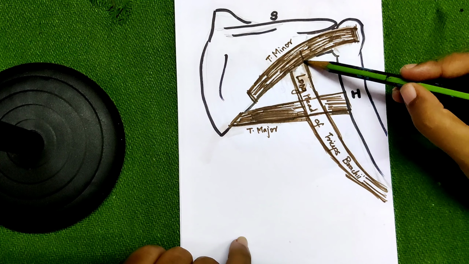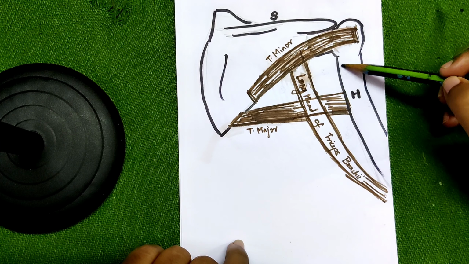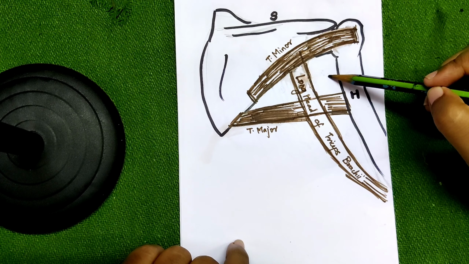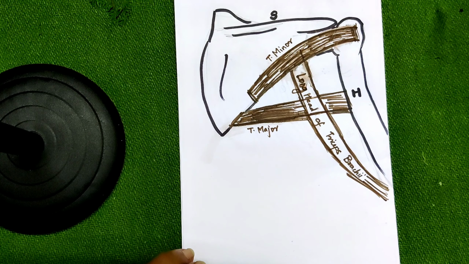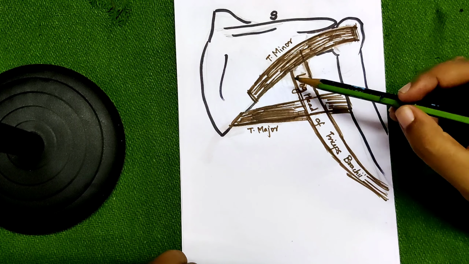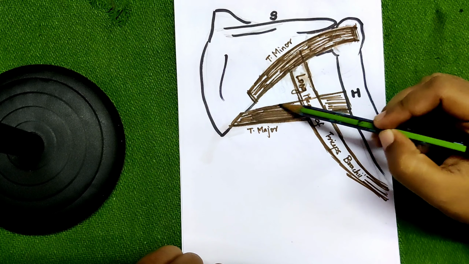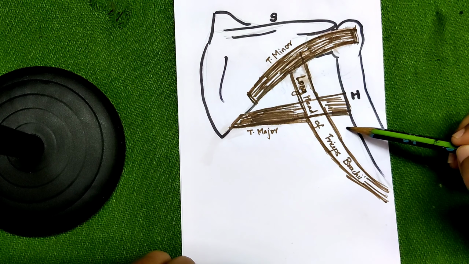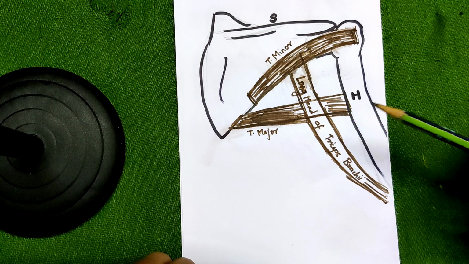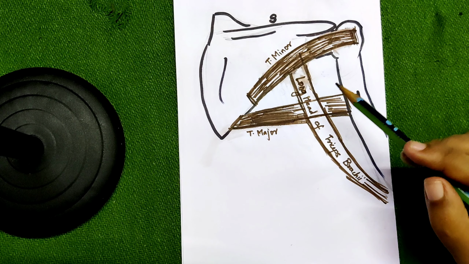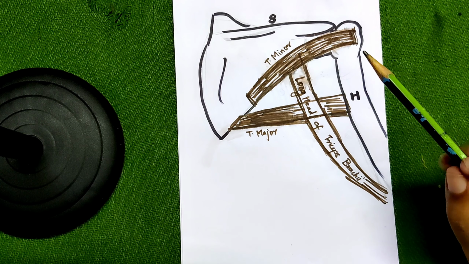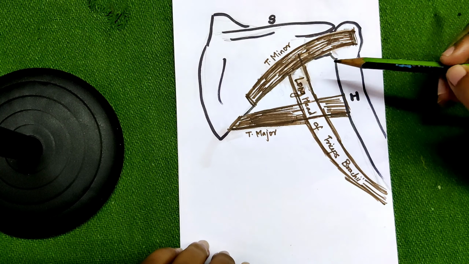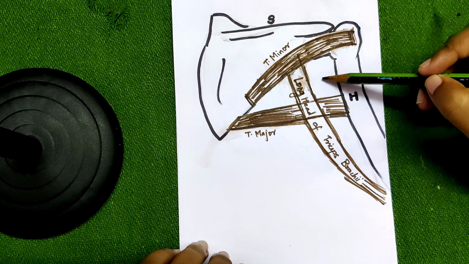So there is a quadrangular space here. This quadrangular space is known as the quadrangular intermuscular space. Now this triangular space is called the upper triangular space, and this one is called the lower triangular space. Okay, so the three intermuscular spaces are clear. Now let's see the boundaries. So this is the quadrangular space.